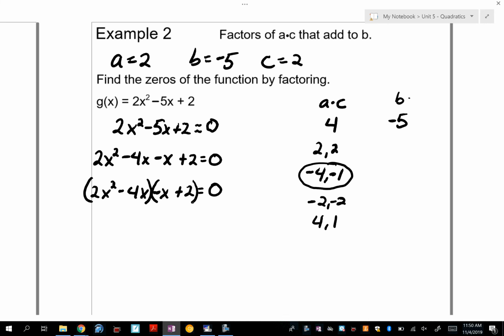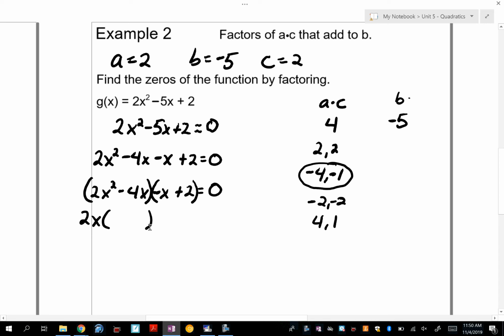Look at the first group: 2x squared minus 4x. What do those two terms have in common? They have an x, but they also have a 2 in common. So you can actually factor out 2x. Is that the same thing as zero? It isn't. No. Here we go.